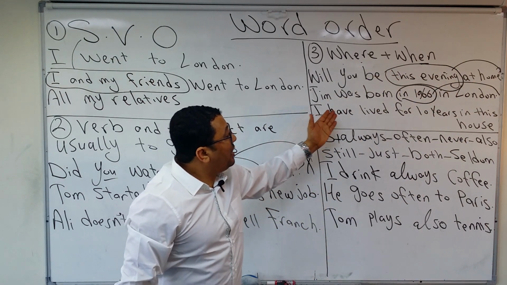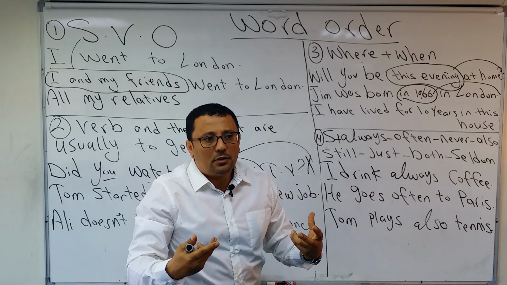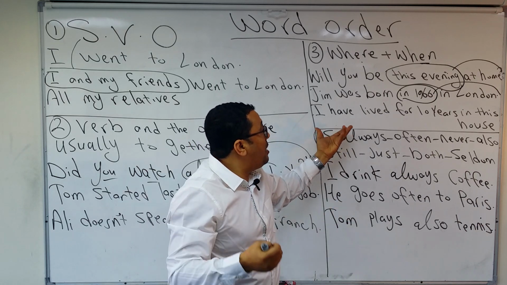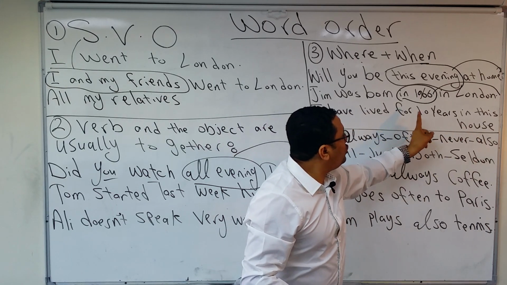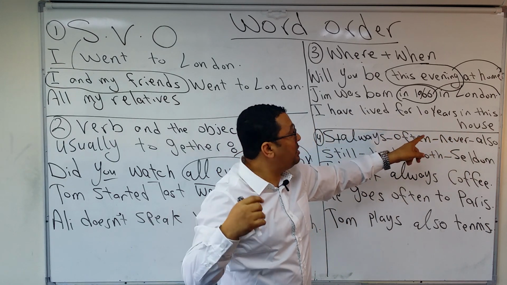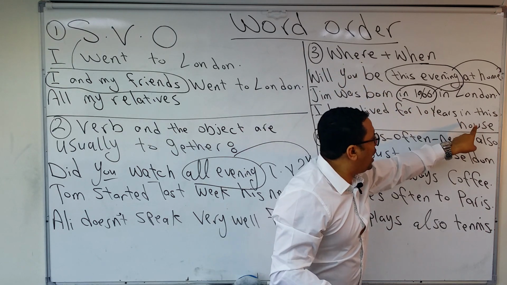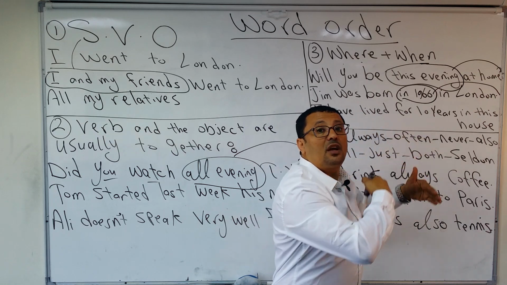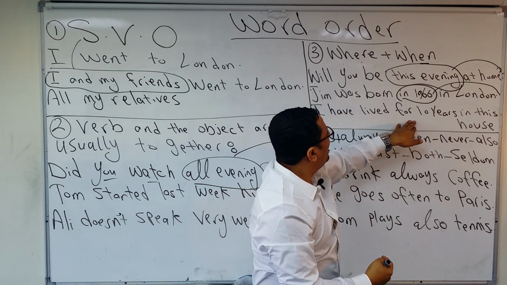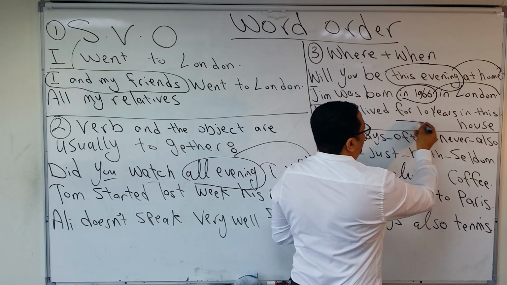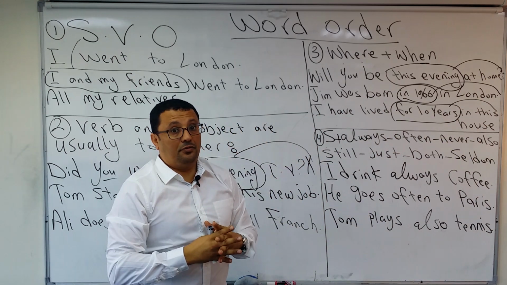Example number 3, I've lived for 10 years in this house. If you look at this sentence, you maybe think it's correct, but I'm sorry, it's not correct. Say, I have lived in this house for 10 years or 20 years, no problem. Why, Mr. Murad, is it wrong? Because I have lived, you give me where, in this house, it comes first. For 10 years comes at the end, after. So where, in this house, comes here, and when, for 10 years, comes after. I hope you understand this difference.